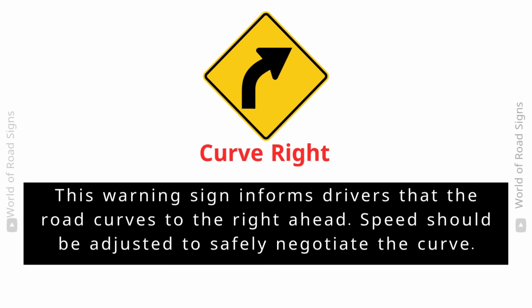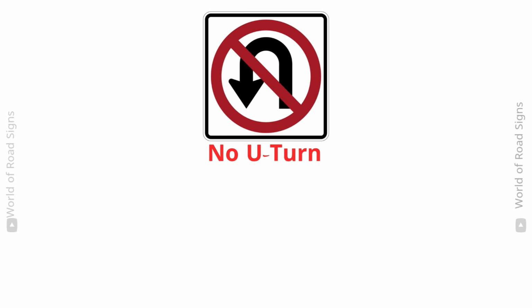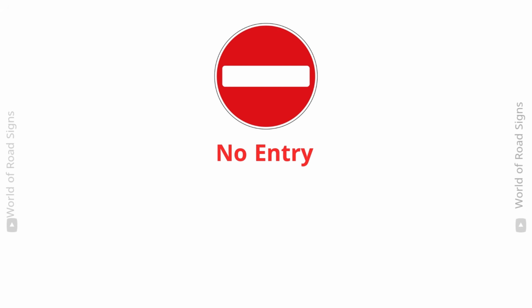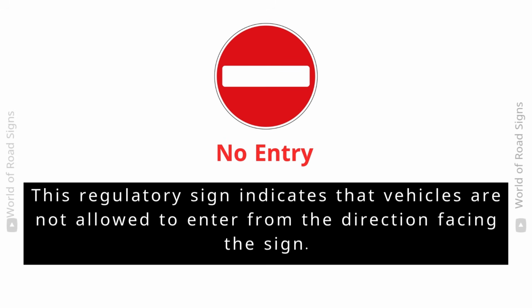Curve right. This warning sign informs drivers that the road curves to the right ahead. Speed should be adjusted to safely negotiate the curve. No U-turn. This road sign informs drivers that making a U-turn at this location is prohibited for safety or traffic management reasons. No entry. This regulatory sign indicates that vehicles are not allowed to enter from the direction facing the sign.